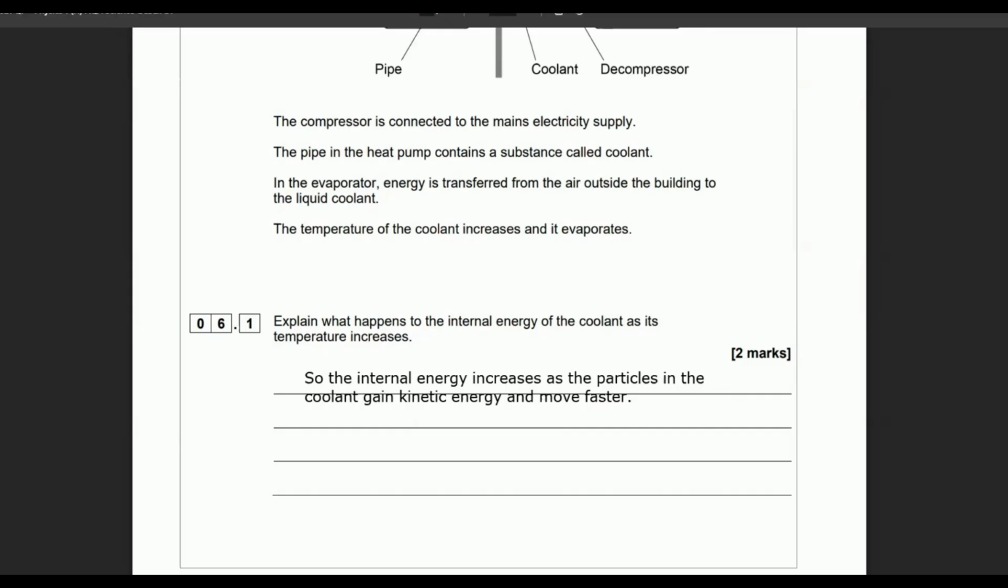the particles. Internal energy is equal to kinetic energy plus potential energy. Now, we're not increasing the potential energy here when we increase the temperature. We're just turning that heat energy into kinetic energy, and that's why the internal energy goes up. So it's the kinetic energy that increases the internal energy. Cool.